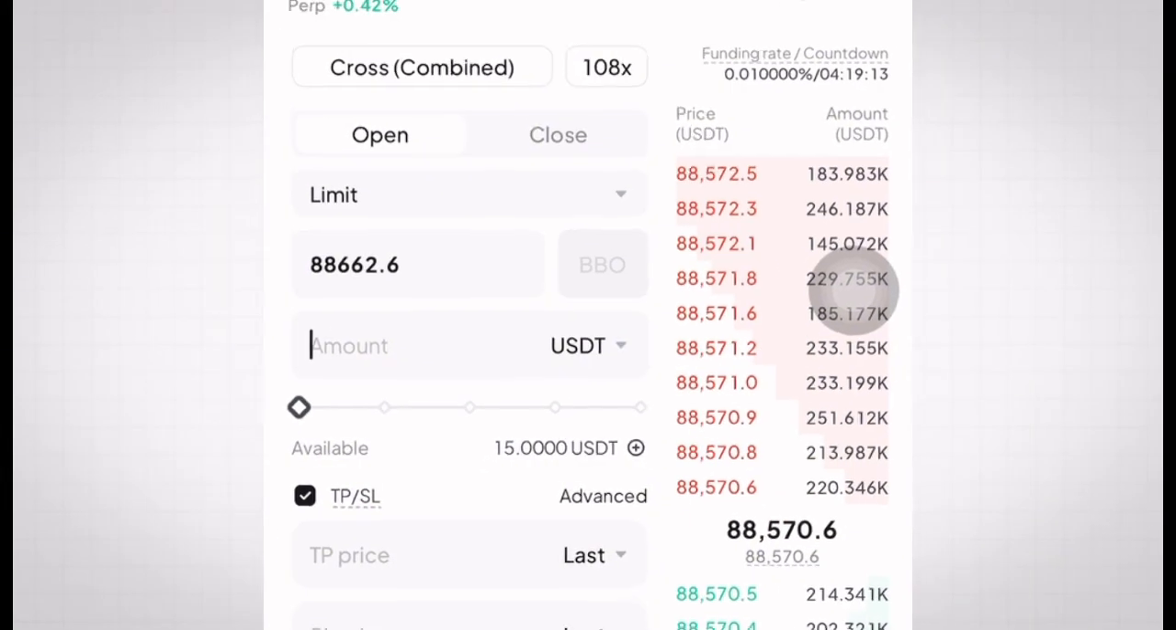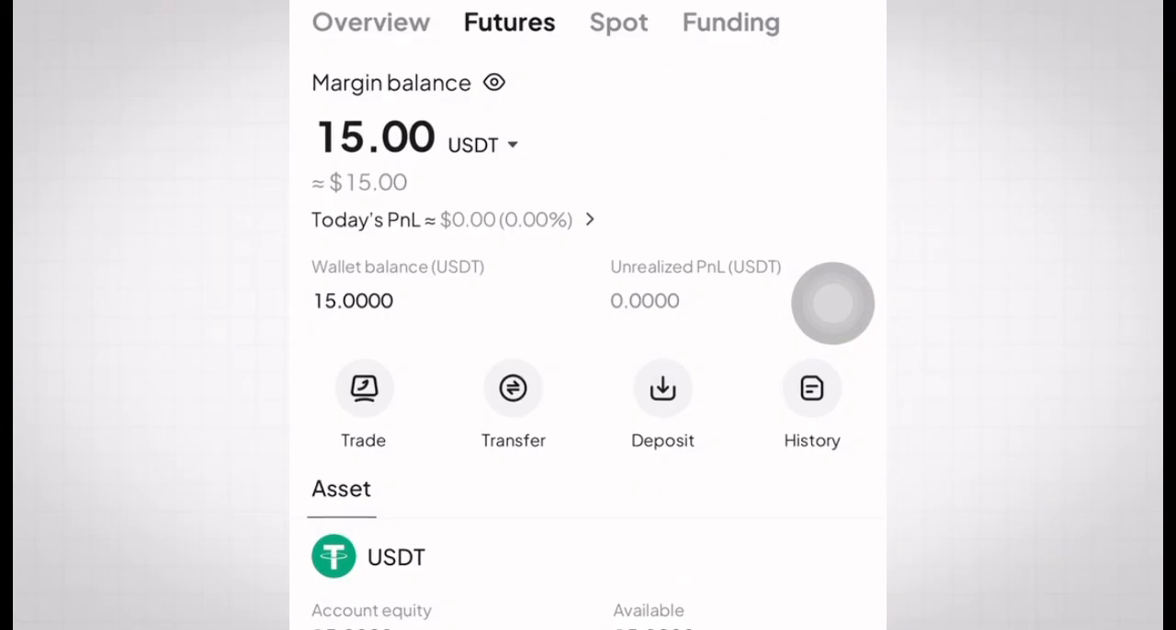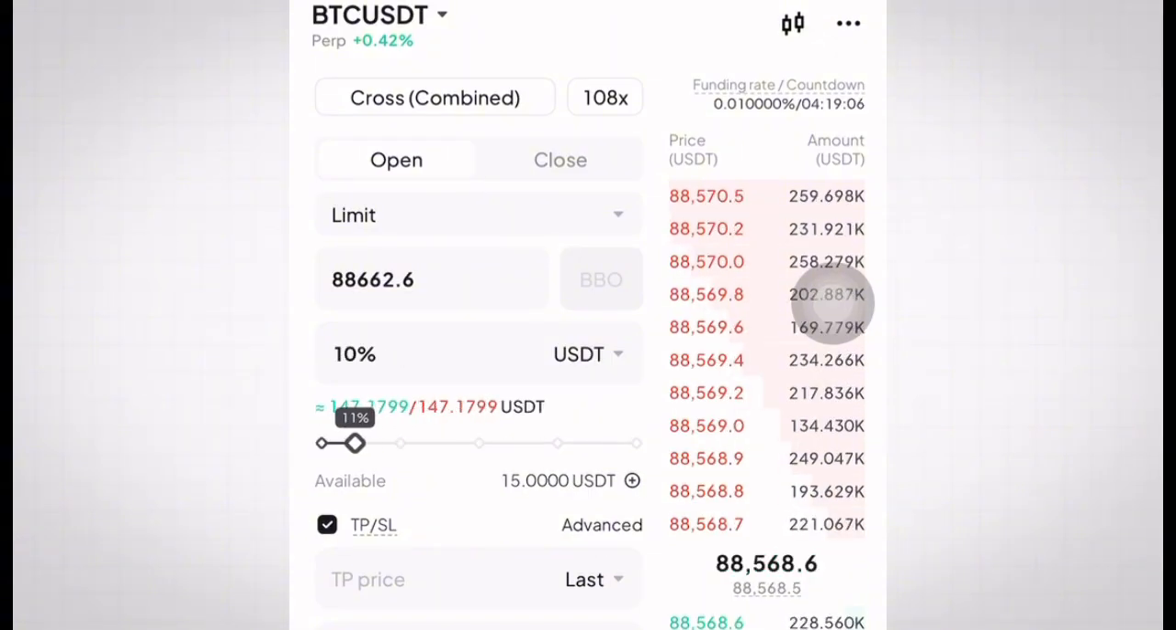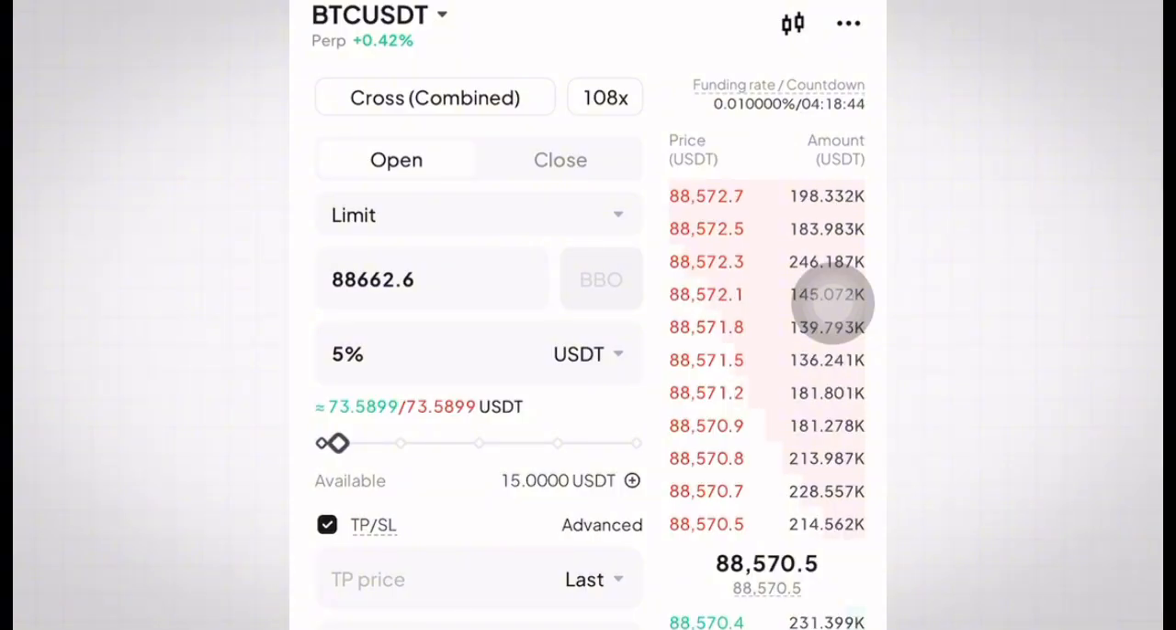Then how much are you risking? Before you do this, you want to make sure you have money in futures. Then you can say, okay, I'm risking maybe 5% of my account. And that is to say, using futures trading, they are giving me $73, because I'm risking 5% of my account, and they're borrowing me 73 USDT to place this trade. That is what futures trading is, and that is what leverage trading is all about, right?